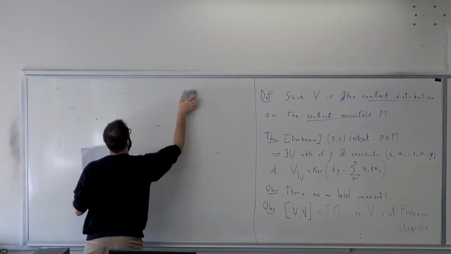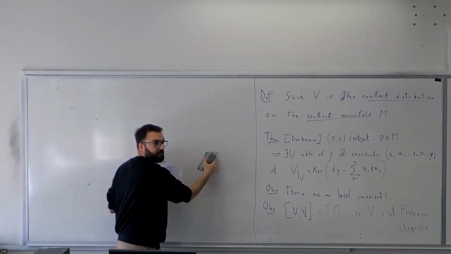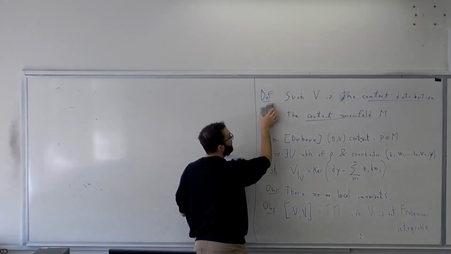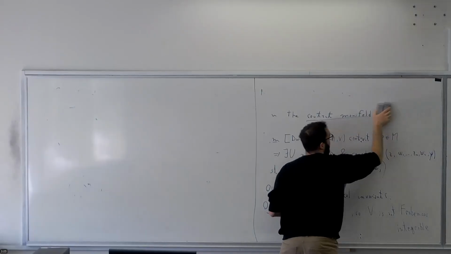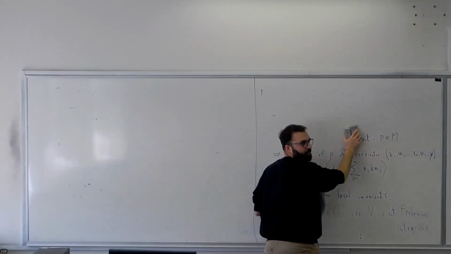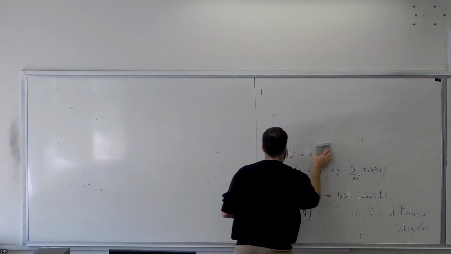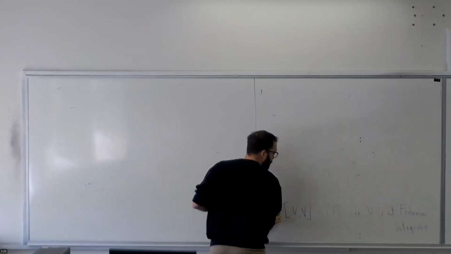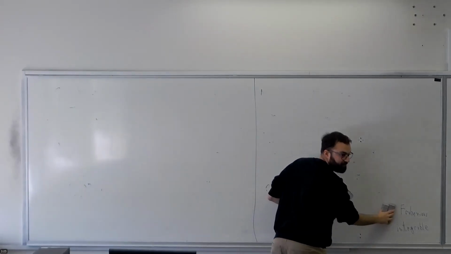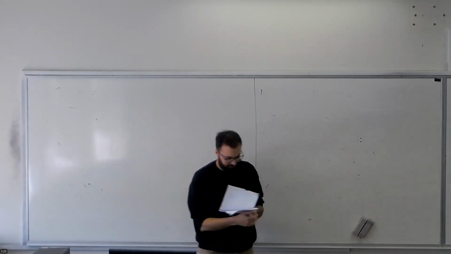This metric has similar properties to what we've seen. Yes, absolutely. But not for every map, only for maps that preserve the contact structure. In particular, automorphisms will be isometries, which is very nice.